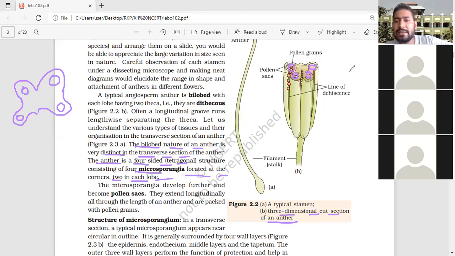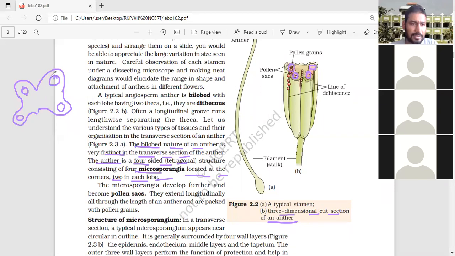This pollen mother cell is going to form the pollen grain. Clear? This pollen mother cell will form the pollen grain. Are you getting or not? Bilobed, each anther will be a bilobed structure. Okay, and each lobe has two theca. That means each anther is dithecous in nature. Clear? So now look at it, they have given this diagram.